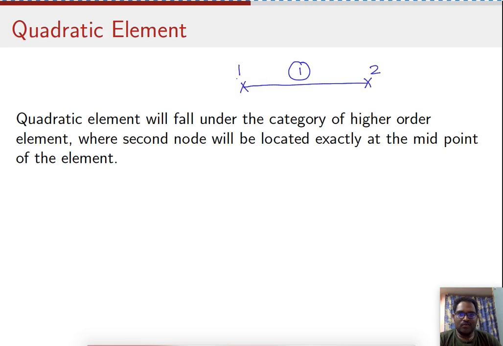So here again, node number 1 as well as node number 2 are located at the edges. So this falls under the category of lower order element. Whereas a higher order element is a little bit different, wherein we'll have nodes which are present at intermediate positions or somewhere on the boundary of the particular element. So this will have a third node located within it, or let me say on the boundary of the particular element. So the quadratic element falls under this category, and we'll find that the second node is located exactly at the midpoint.